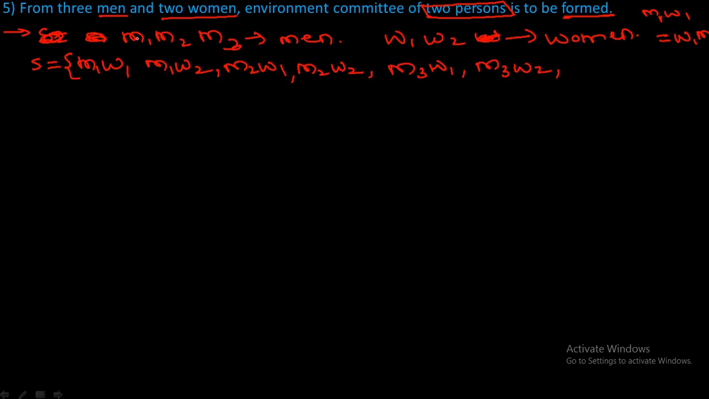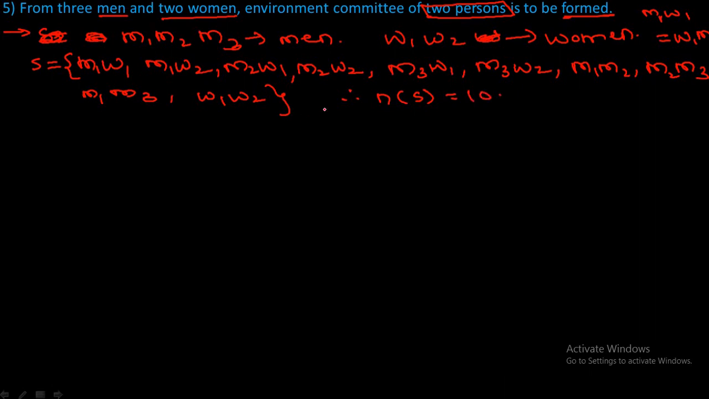Okay, over. Next, we have to form the men's committee also. You can form M1, M2. Similarly, M2, M3. Then again, M3, M1. We have not written M1, M3. Next, W1 and W2 also a committee we can form. So these are the committees: 1, 2, 3, 4, 5, 6, 7, 8, 9, 10. I hope you understood how to form the committee. So n of S is equal to how much? 10. Now we will apply the conditions here.